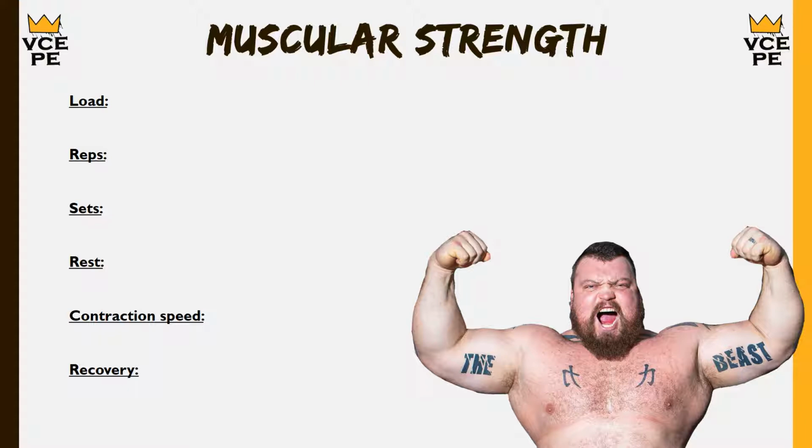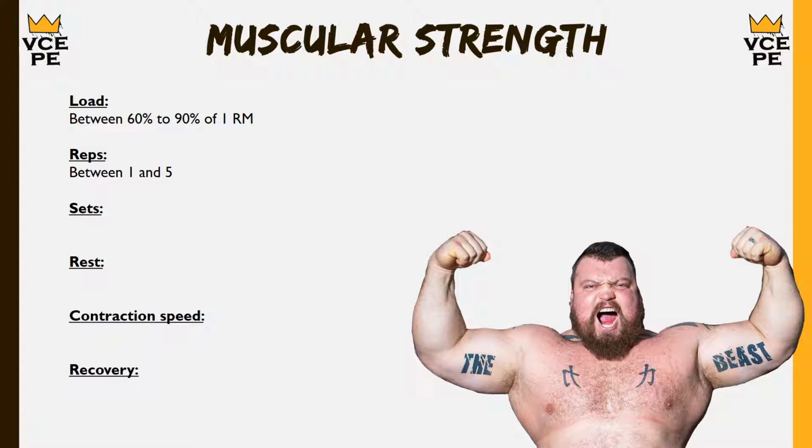Now what we're going to be looking at is the load, reps, sets, rest, contraction speed, and how long we need to recover between each session. So, as I mentioned before, 1 repetition maximum is really important. Now, if we're working on muscular strength, we want to work at 60 to 90% of our 1 RM. Now, that's quite a heavy weight, okay?